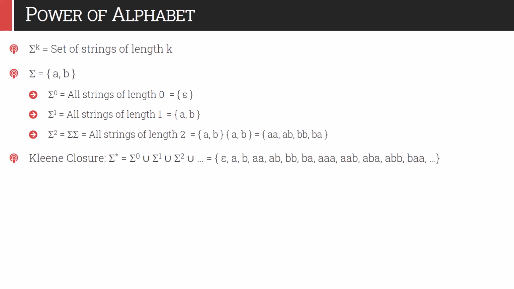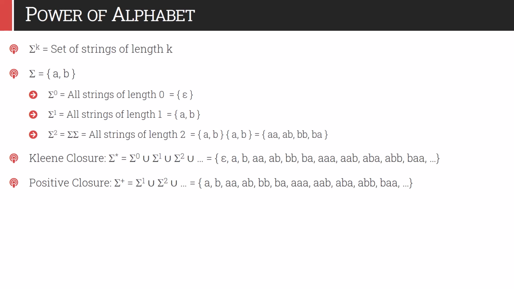So that is sigma power 0 union sigma power 1 union sigma power 2 union, and it goes up to infinite length. Okay. So sigma power 0 we have already computed, that is epsilon. Sigma power 1, that is a comma b. Then sigma power 2 would be AA, AB, BA, BB. Then sigma power 3 would be AAA, AAB, ABA, ABB, BAA, etc. And it goes on. So sigma star always contains all possible strings that we can construct using the alphabets.